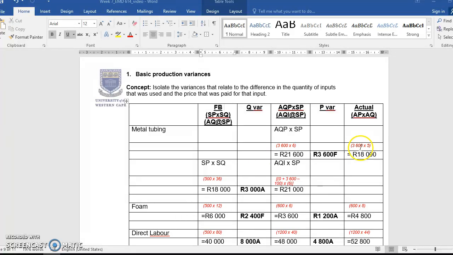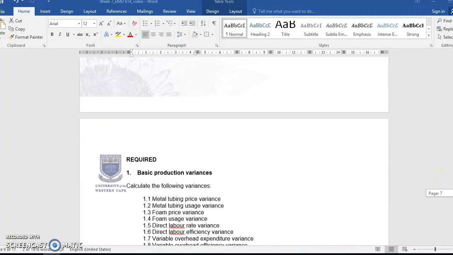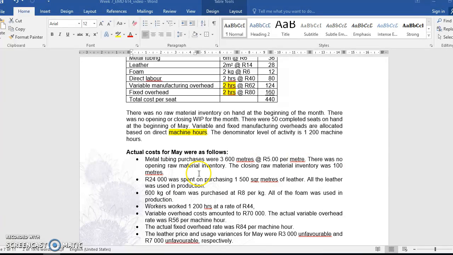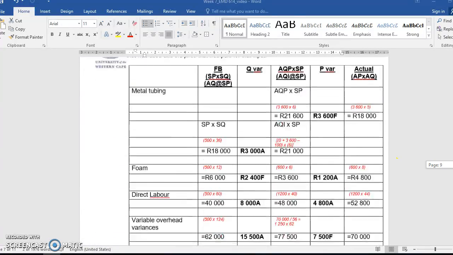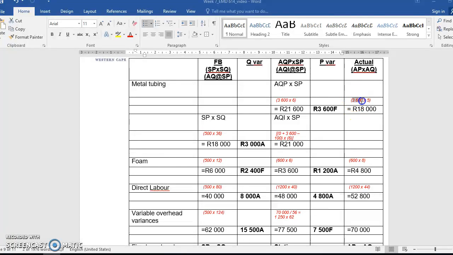Okay, so first things first, as we discussed, the actual column is the actual quantity times the actual price that you've paid. So metal tubing, if we look at the information they told us, we're going to look at actual, what actually happened. So we actually purchased 3,600 meters at 5 Rand per meter. So that will go into the last column. Actual 3,600 meters at 5 Rand per meter, so that gives you 18,000.